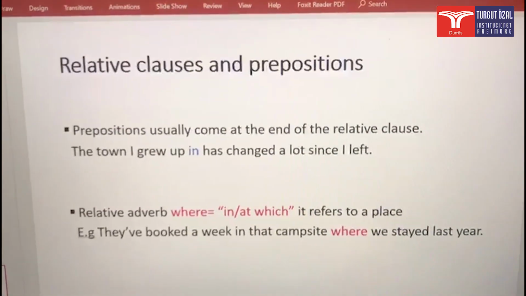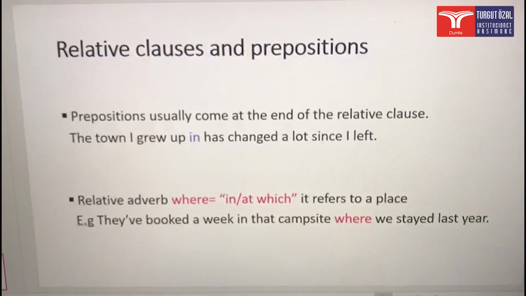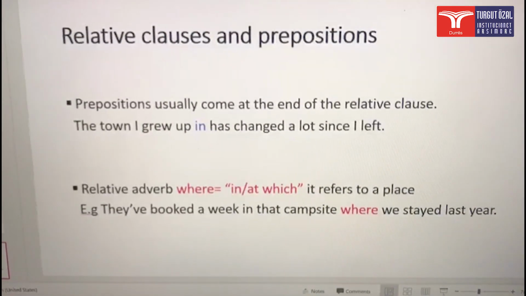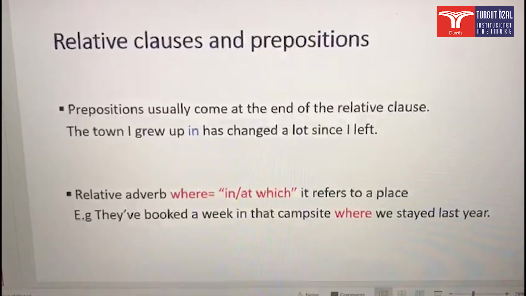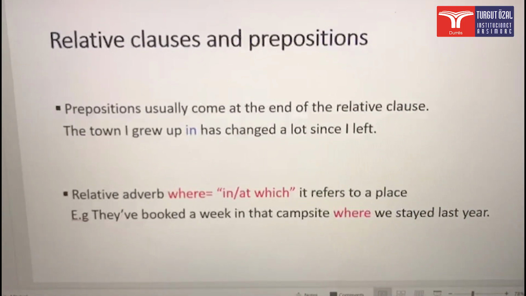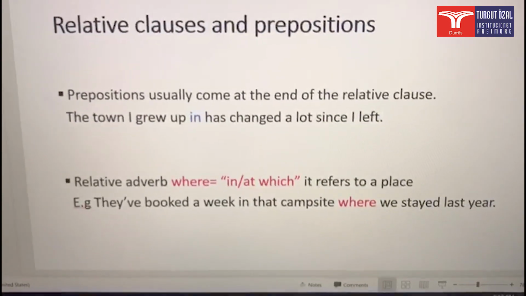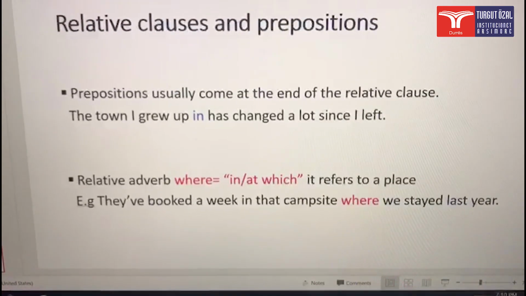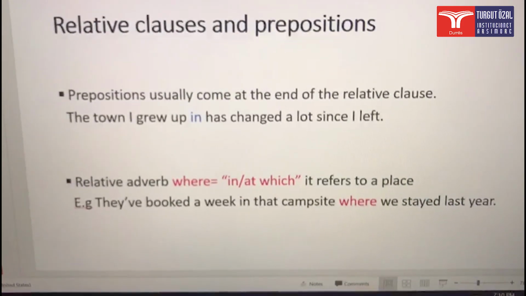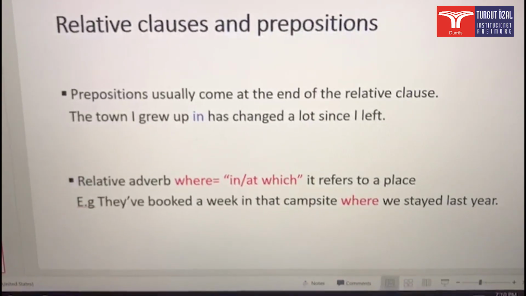Relative clauses and prepositions. Prepositions usually come at the end of the relative clause. The town, which I grew up in, has changed a lot since I left. Or the town I grew up in has changed a lot since I left. So in is in the end of the relative clause. Relative adverb where is equal to in which or at which, and it refers to a place. For example, they've booked a week in that campsite where we stayed last year.